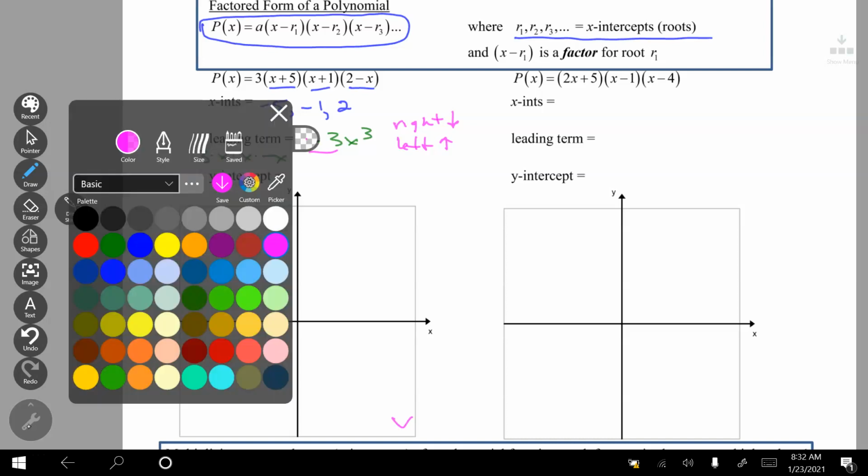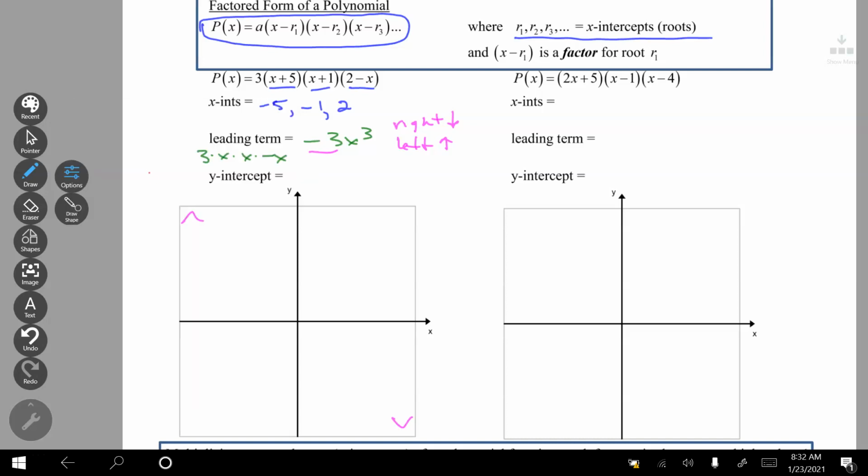And if I want to find the y-intercept, for the rest of my life, I use x equals 0. So I plug in 0 in here, I get 3 times 5 times 1 times 2, and I get 30 as my y-intercept. So I could plot the number 30 anywhere I want. 30 seems good around here. I'm going to plot my x-intercepts. Negative 5, negative 1, and 2. And now I'm going to have to play connect the dots.